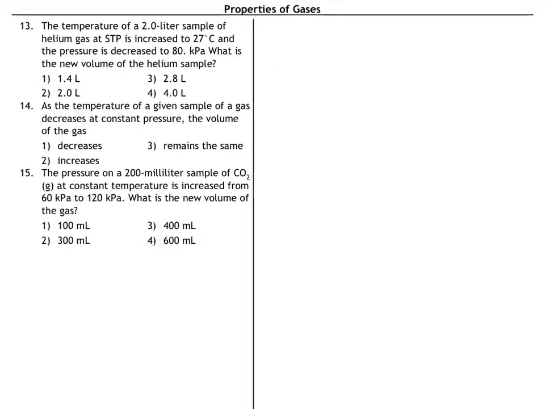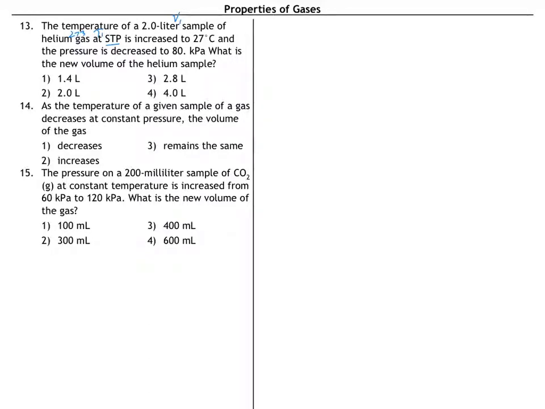All right, last page. The temperature of a 2-liter sample of helium gas. So here's our volume 1 at STP. So this gives us a temperature and a pressure when they say STP. The standard temperature is either going to be 273 Kelvin or, let's see, 0 degrees Celsius. And since this is a gas law question, we have to use Kelvin. So I'm going to say that this is our T1, which is 273 Kelvin.